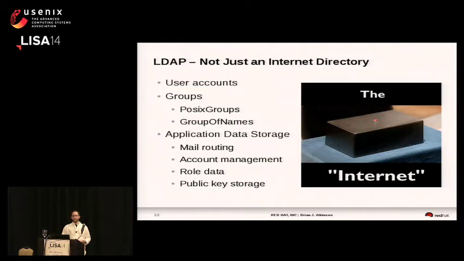For LDAP, we don't just use it as an internet directory. We store user accounts, group accounts, both POSIX accounts and groupOfNames, which are your historical LDAP style groups, similar to what Active Directory uses. But in addition to this, we store application data. One thing that we do that is kind of novel is all of our mail routing information is stored in LDAP as LDAP objects. We also have our account lifecycle management system that uses LDAP as a backend. We store application role data in LDAP. And finally, we're using LDAP as a public key storage system for both GPG and SSH public keys.